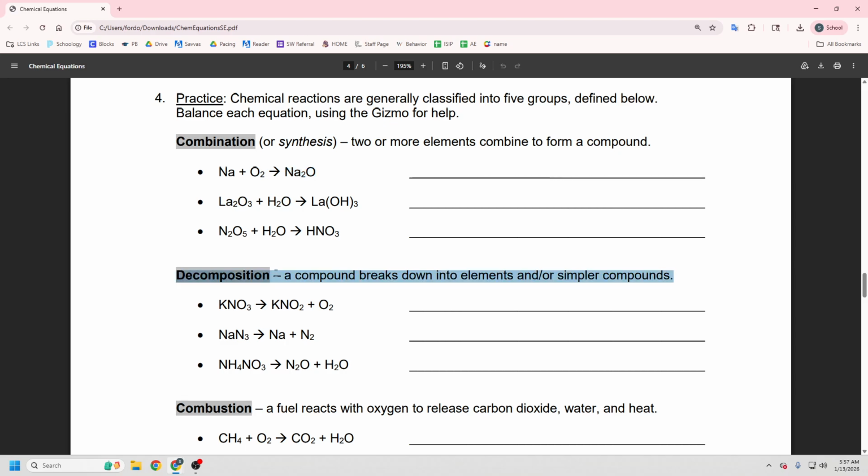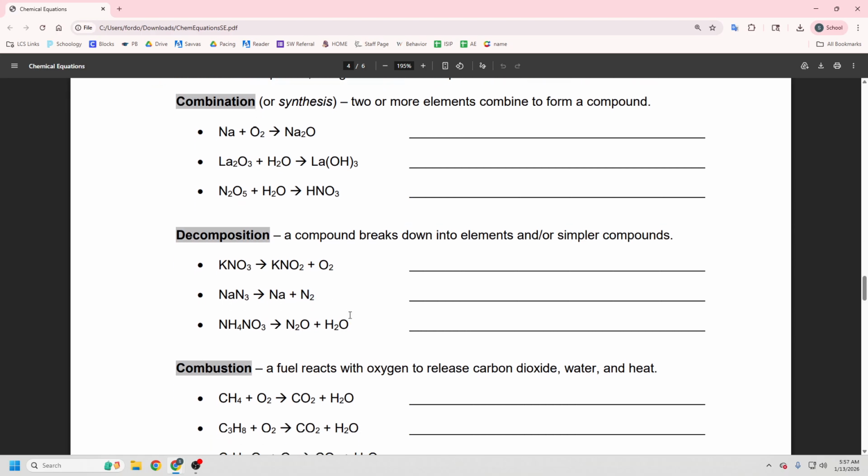A decomposition, a compound breaks down into a smaller element or simpler compounds. So we have our large molecule here, and it's breaking apart into a smaller molecule and a smaller molecule. This is a better example. Na and nitrogen breaks down to Na, or sodium, and nitrogen.